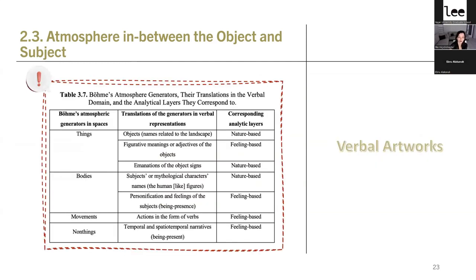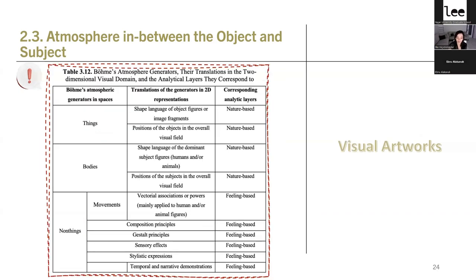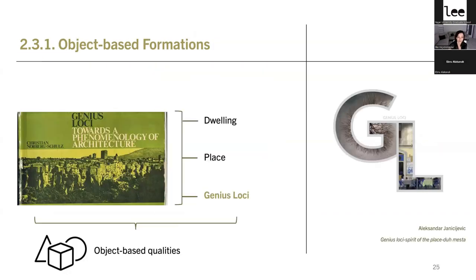This table, as I've already shown in the critical reading part, has been translated according to the insights of Böhme's theory for the verbal domain, and this for the visual domain. I will also make them detailed in the following sections.